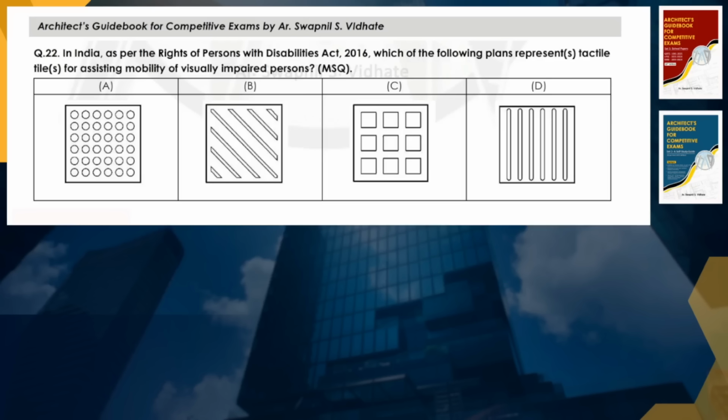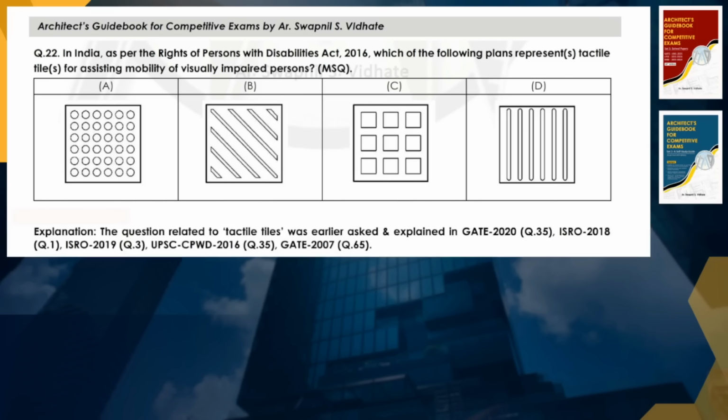Question 22, in India, as per the Rights of Persons with Disability Act 2016, which of the following plans represents tactile tile or tiles for assisting mobility of visually impaired persons? You can see the illustration they have provided in option A, B, C and D.